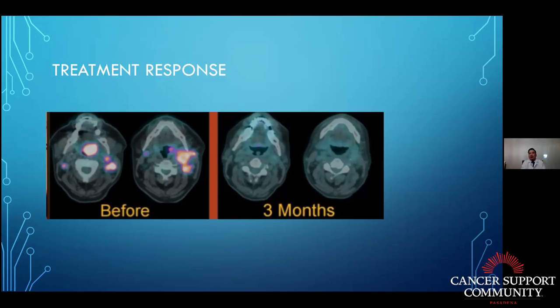And we still have patients get scoped every 2 months the first year, every 4 to 6 months afterwards. That's because sometimes if there's a small lesion, these PET scans can still miss it. So it's always good to do a scope to go in and verify that the tumor is gone and there's no recurrence of any cancer.